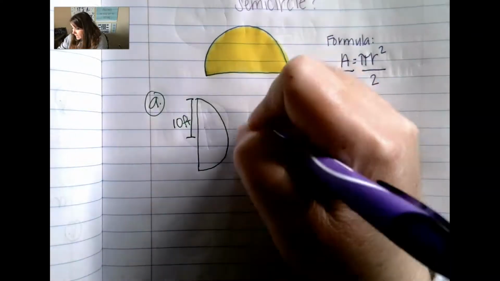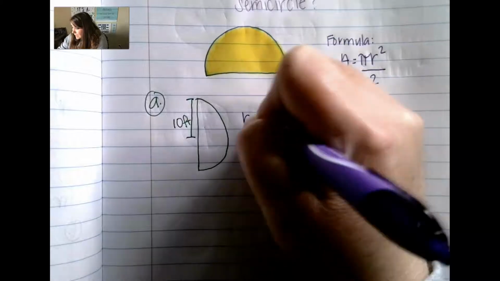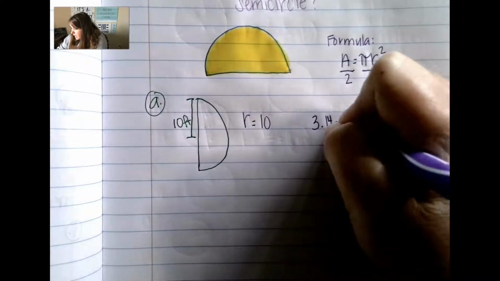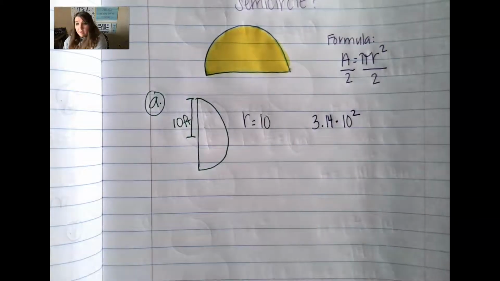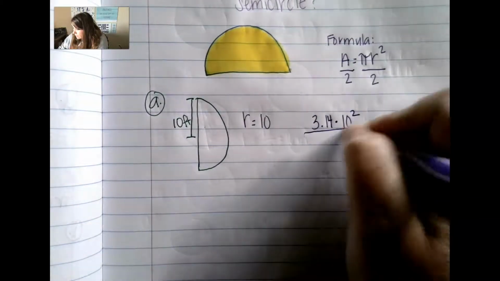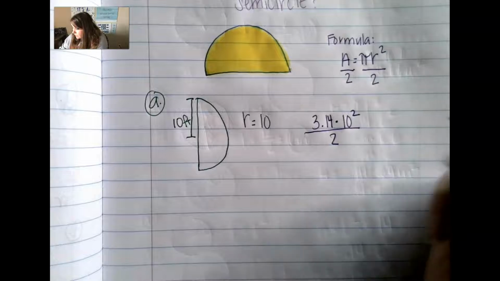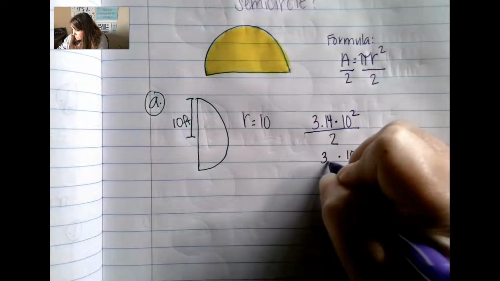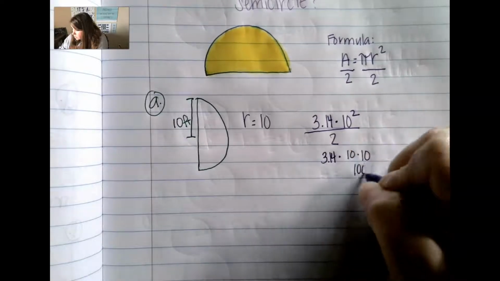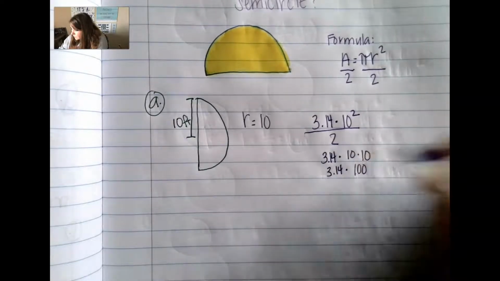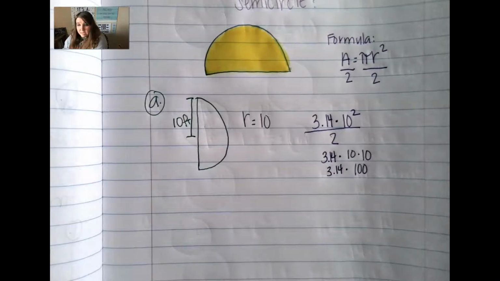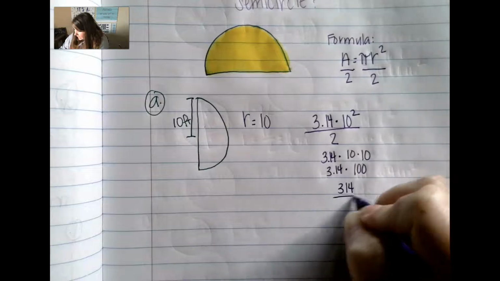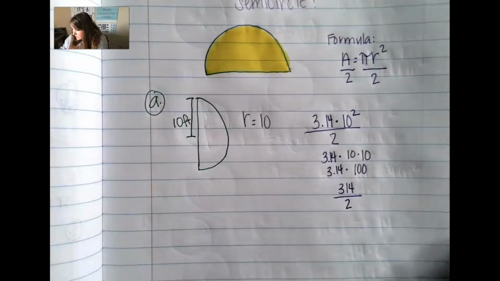Let's go ahead and start by looking at the radius. The radius is 10. So we're going to use 3.14 times 10 squared, and then we're going to cut that all in half, cut it all by 2. So we have 10 times 10 times 3.14. Well, this is 100 times 3.14, and 100 times 3.14 is going to give us 314. We're going to cut this in half for a semicircle.